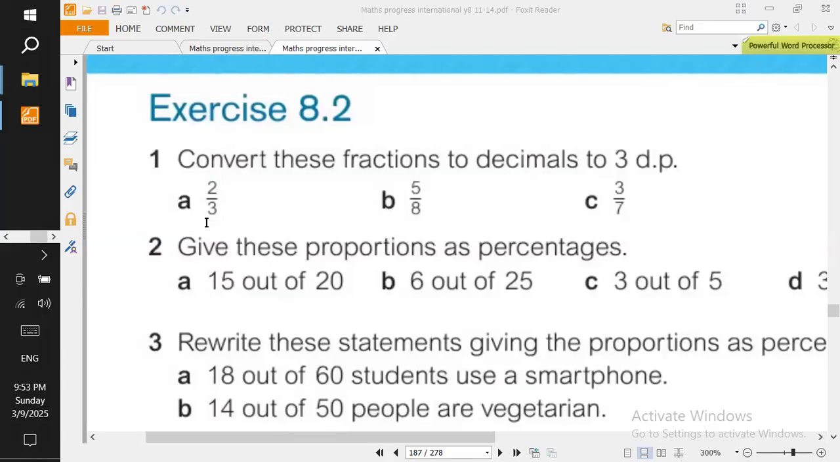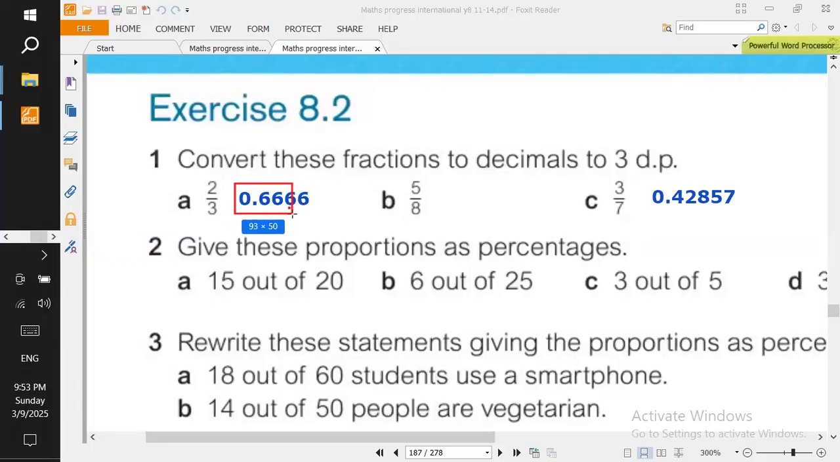2 divided by 3 will give you 0.666 as a recurring decimal. Same idea, 3 over 7. 3 divided by 7 will give you a recurring decimal of 0.42857. Now what does the question want? Write it as a decimal to 3 decimal places. So we're going to round to 3 decimal places. For this one, to round to 3 decimal places, it means I need 3 numbers after the decimal point.